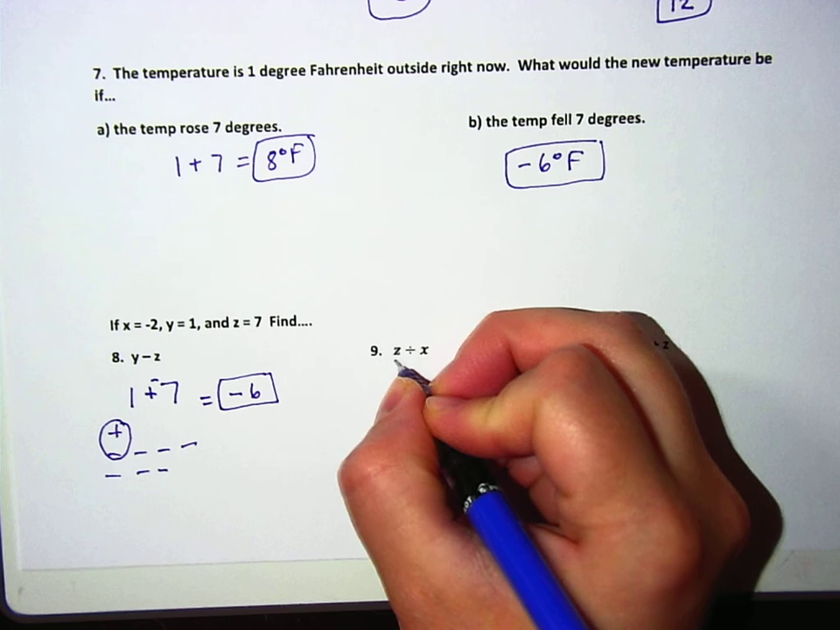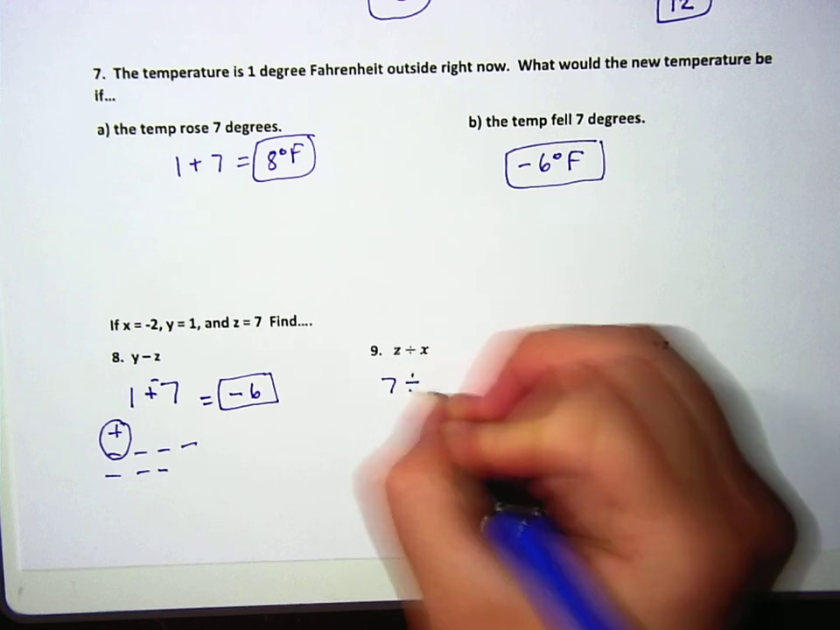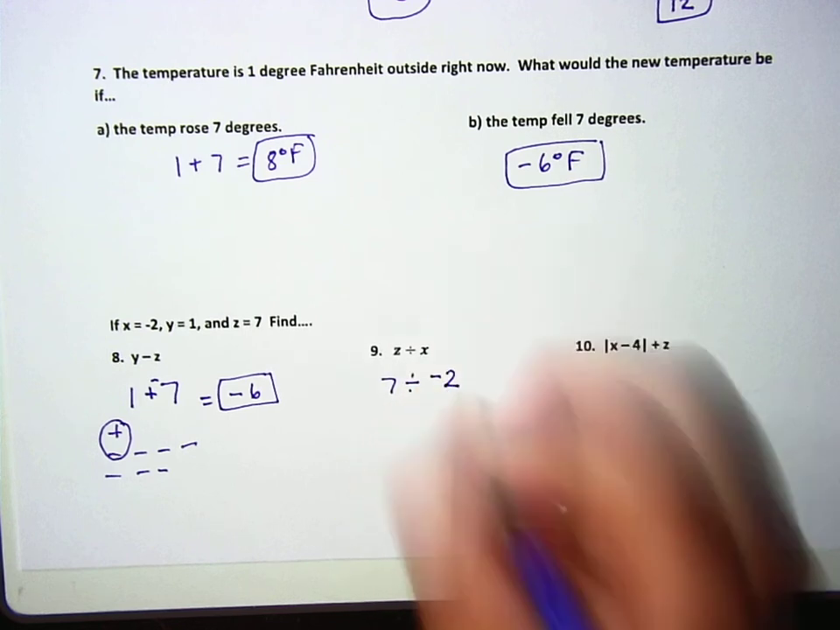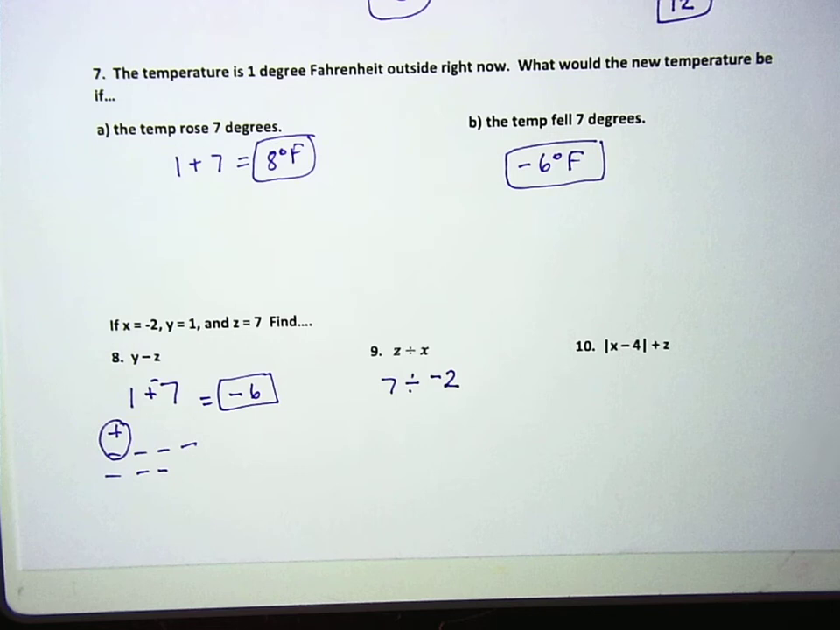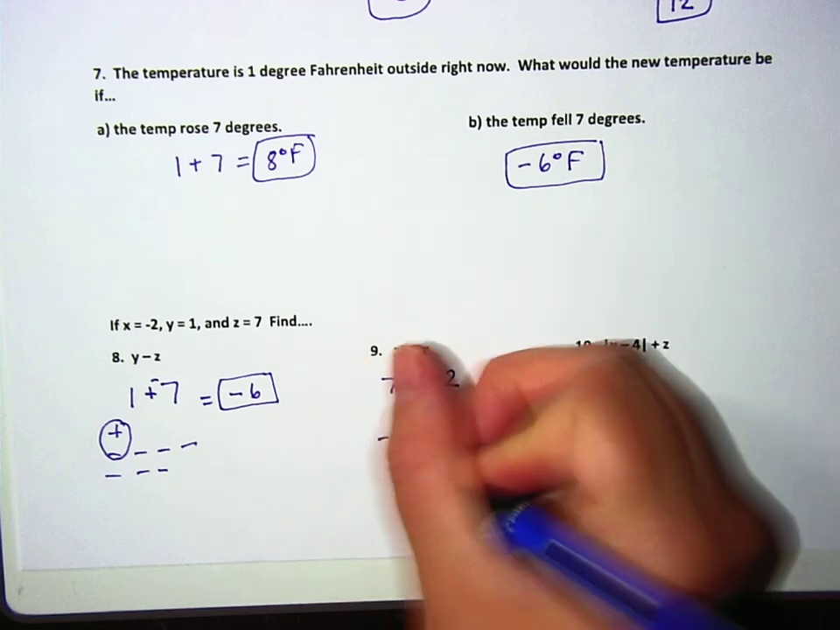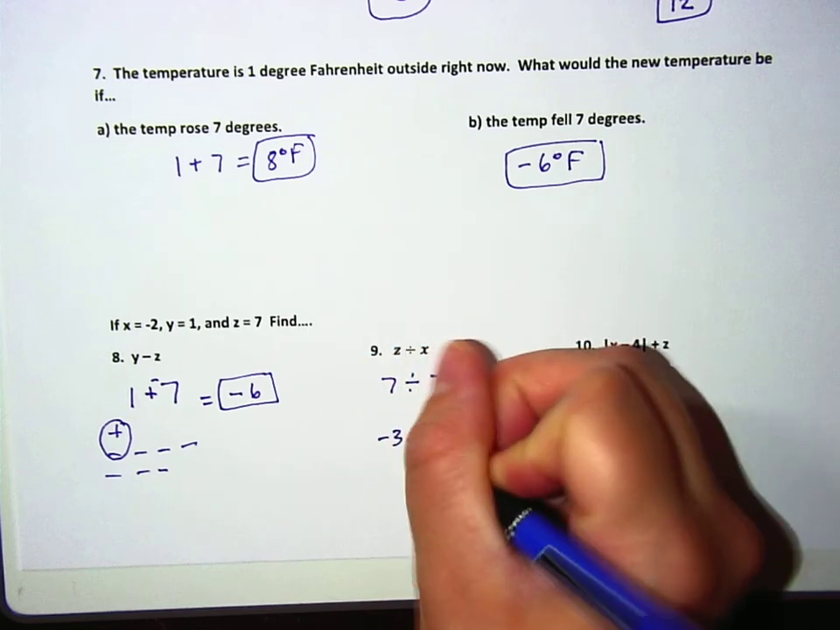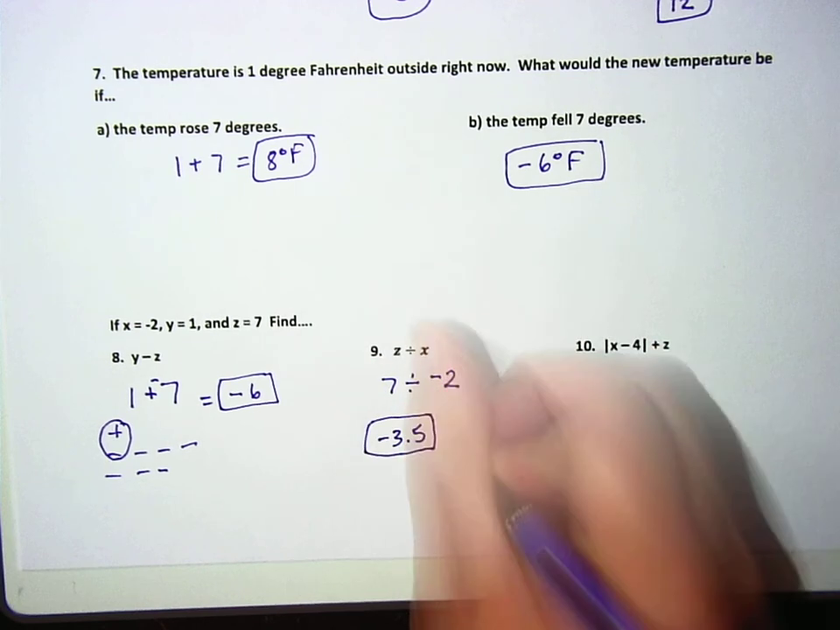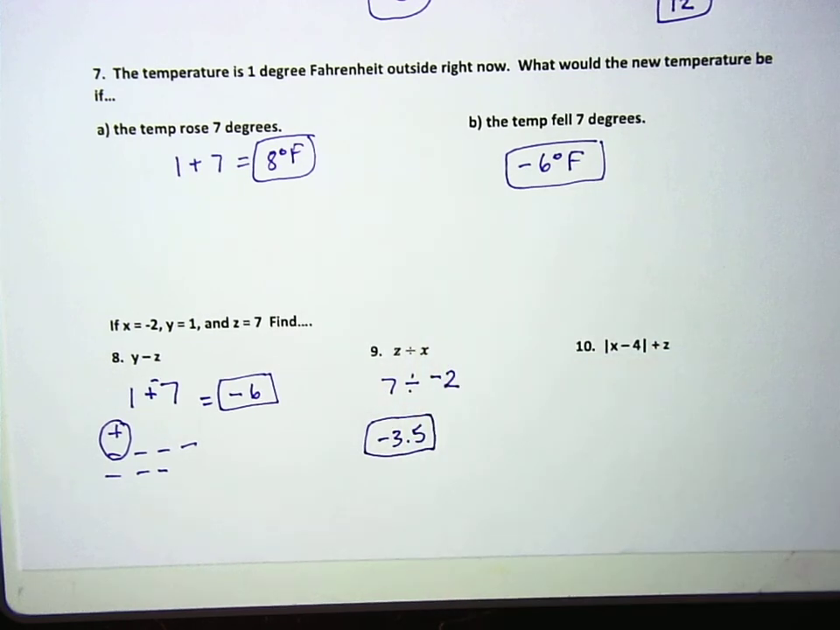Here I've got, let's see, z is 7, and I divide by x, which is -2. 7 divided by -2 is -3.5. Because it's only 1 negative, so the answer is still negative.